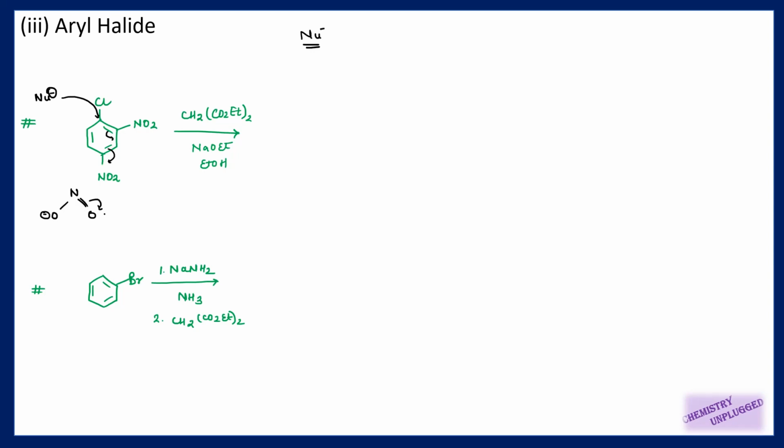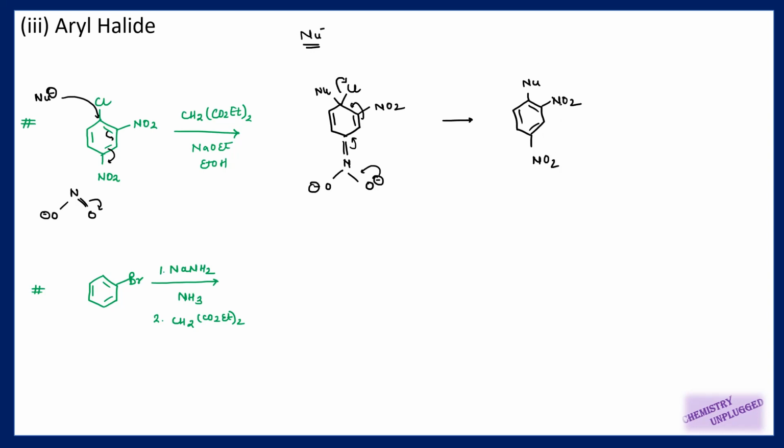So what you will get here is this intermediate, and when this charge comes back to its position, this leaving group Cl will be removed. So you will get your enolate attached at this position, or whatever nucleophile you are using will attach here. So this reaction at the para position is more favorable, and if you have the electron withdrawing group attached only at the ortho position, then this reaction is also feasible.